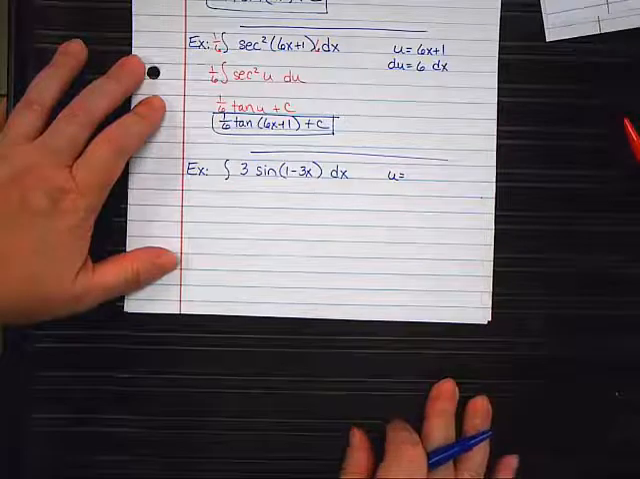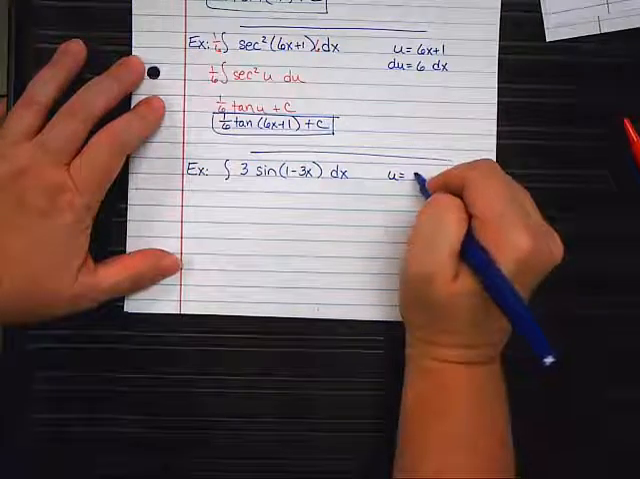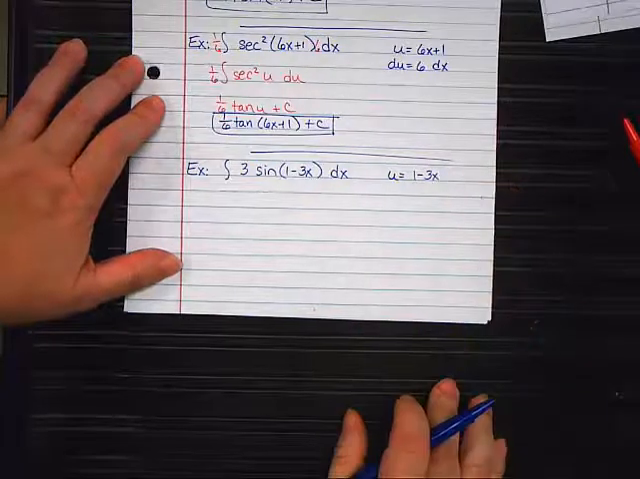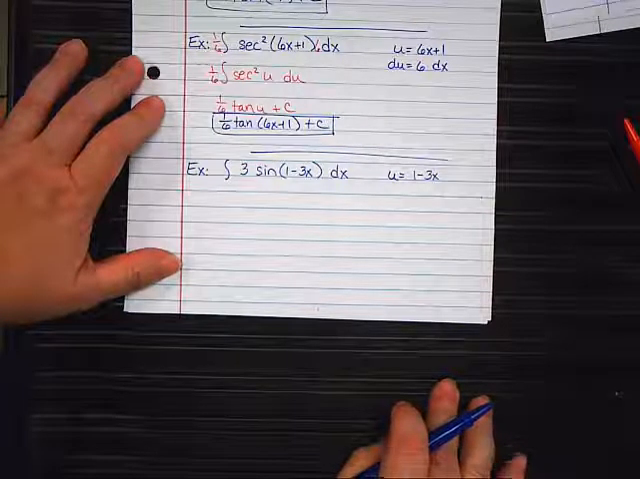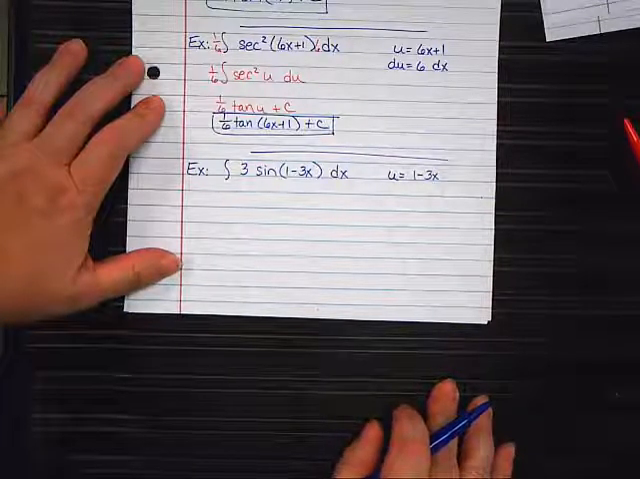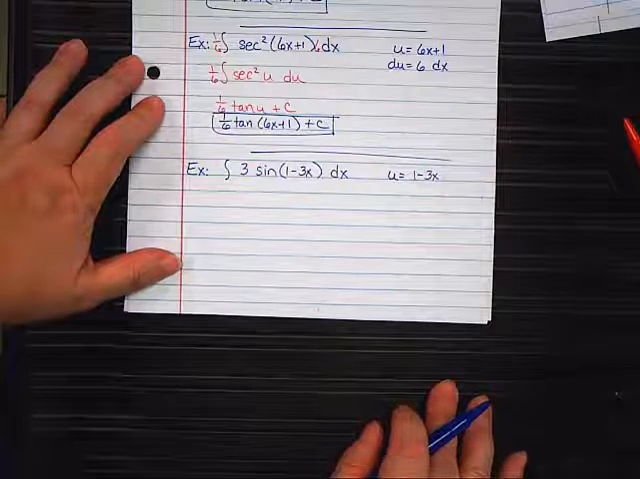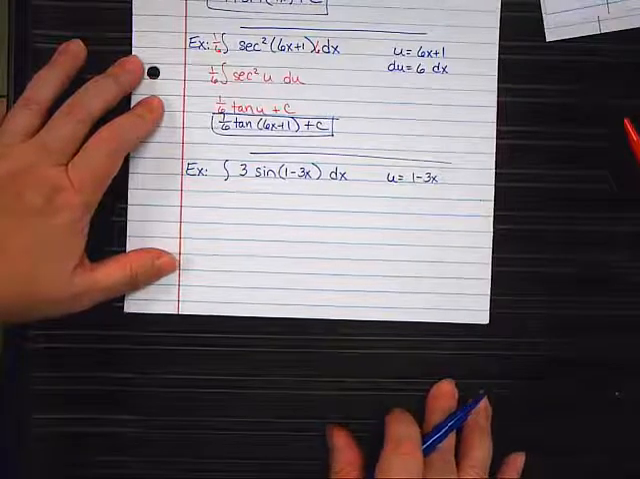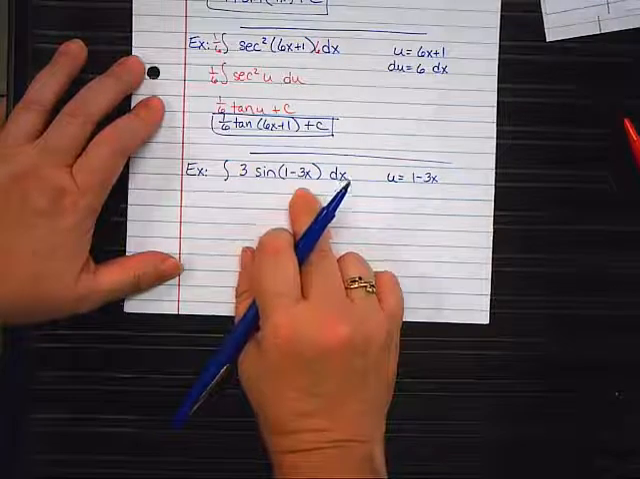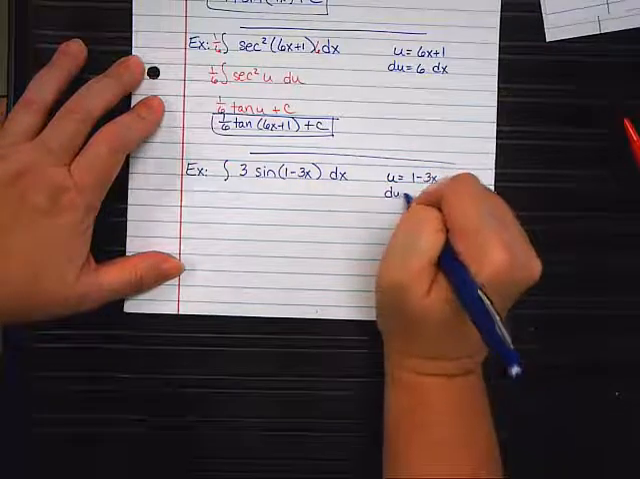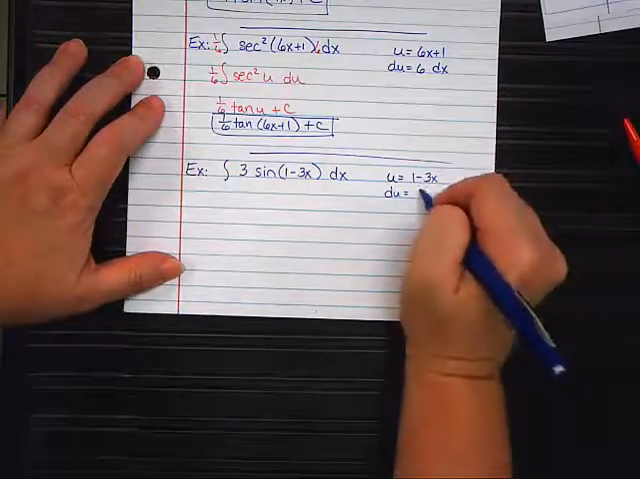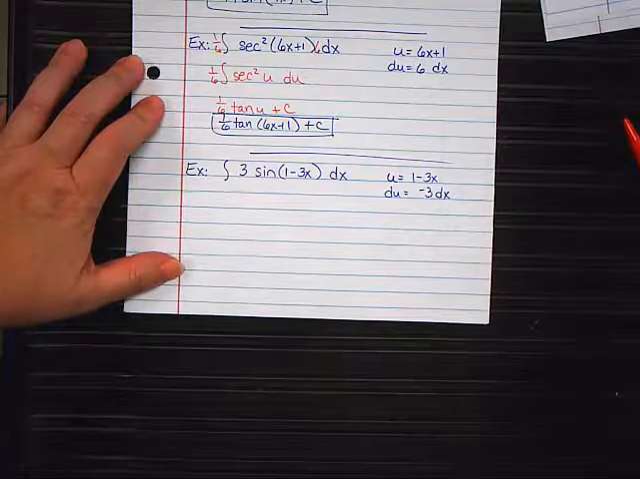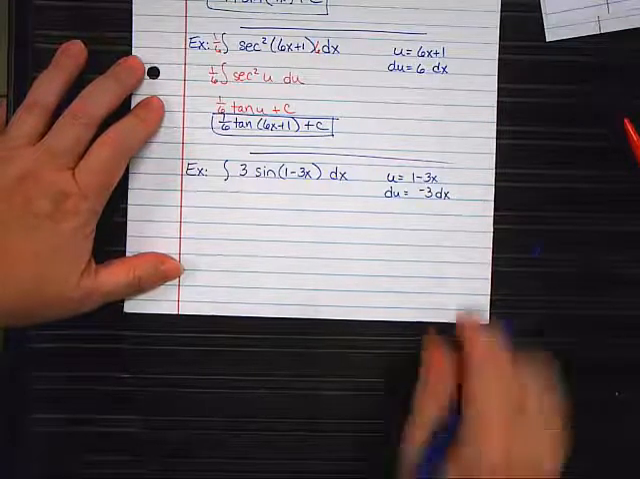What do you think u is? 1 minus 3x. Hopefully the u is rather obvious. It's going to get to a point where it's not always obvious. Some of these, the parentheses kind of give it away. What is du this time? Negative 3 dx. Okay, we'll tackle du in a minute.